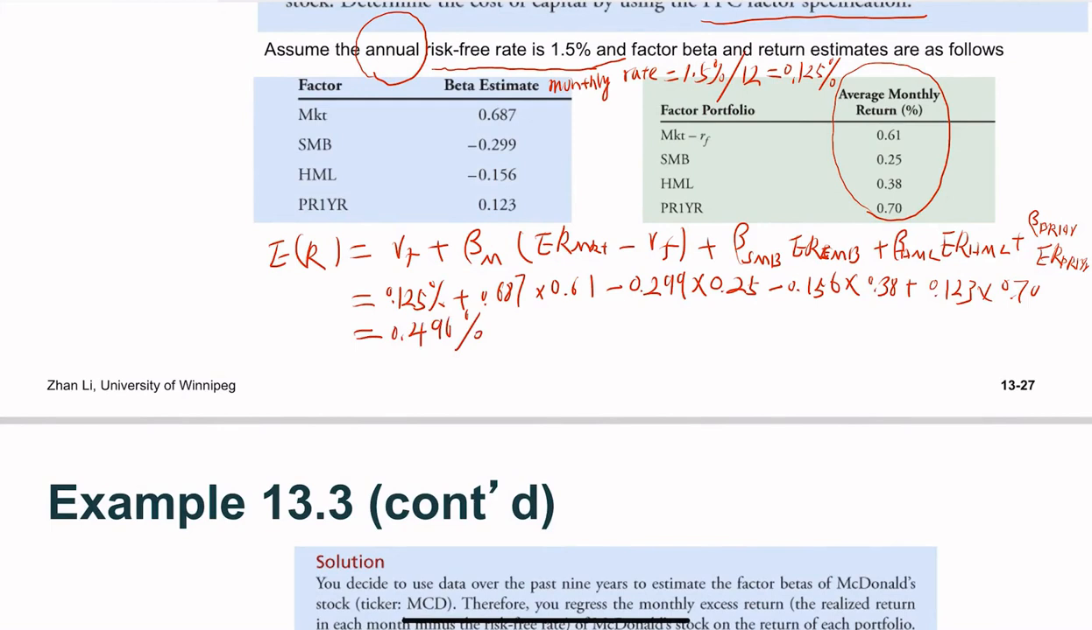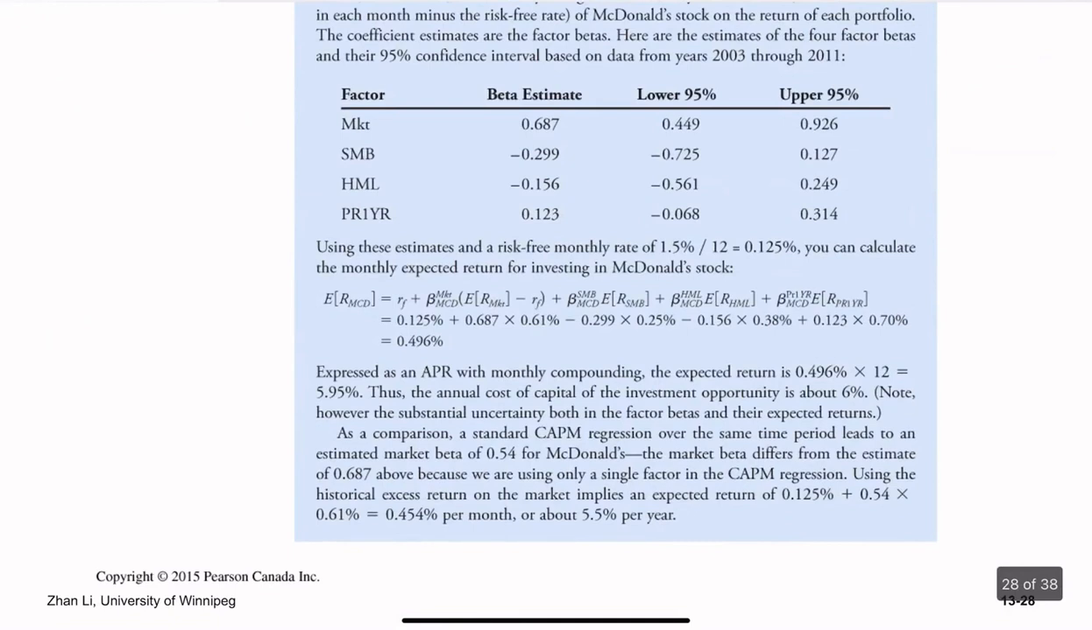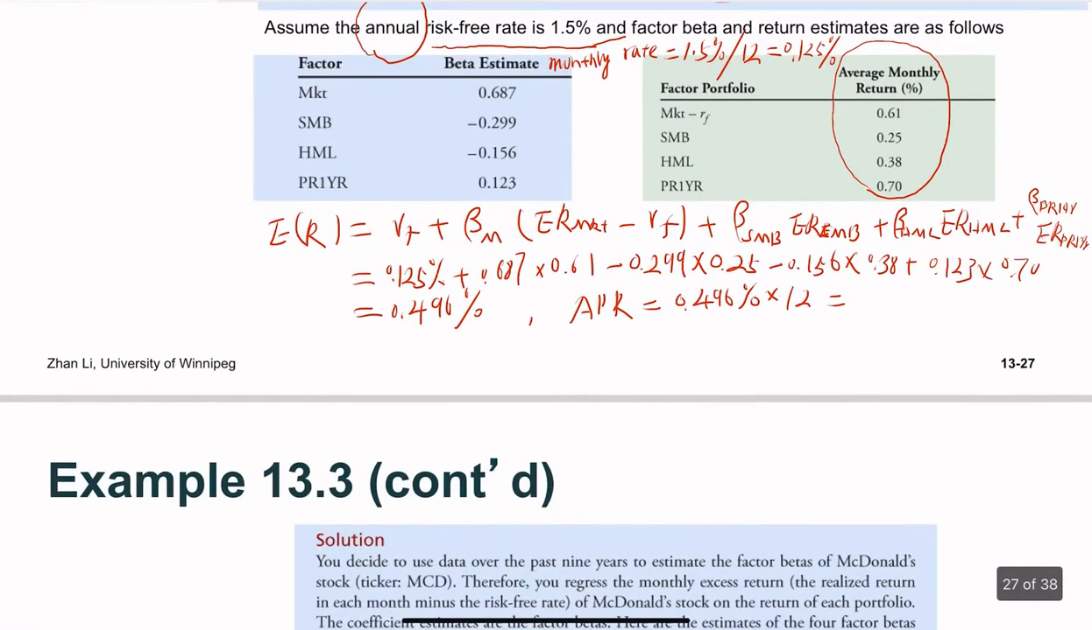If you want to, let's again use simple interest for the annual percent rate. APR equals per month rate times 12 months, which gives us 5.95.